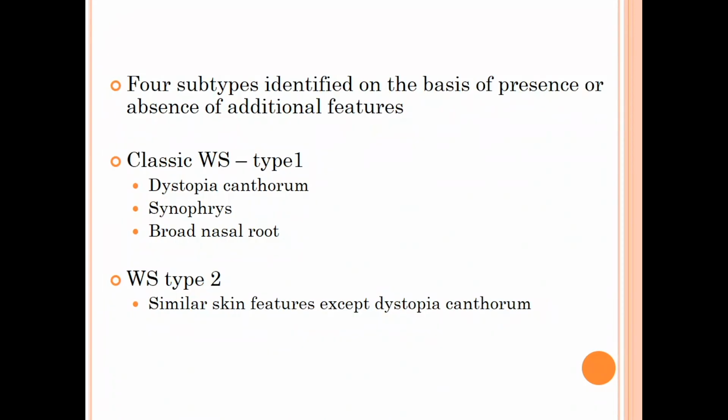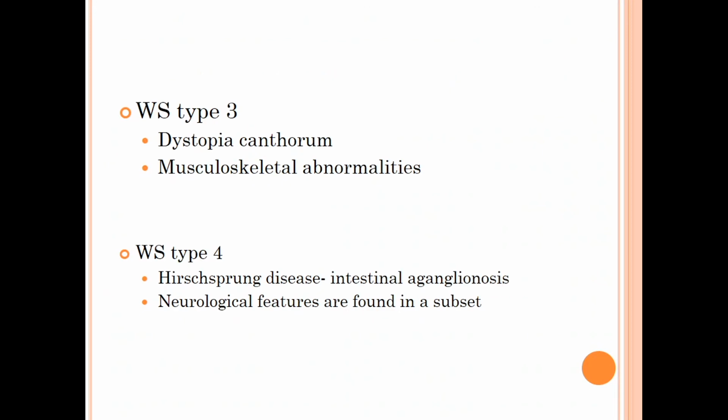Further, four types are identified on the basis of presence or absence of additional features. The classic Waardenburg, type 1, has dystopia canthorum, synophrys, and broad nasal root. Type 2 is similar to the first one, except for dystopia canthorum. Type 3 has dystopia canthorum, in addition to musculoskeletal abnormalities. Type 4 has other neurological involvement, including aganglionosis, giving rise to Hirschsprung's disease and other neurological manifestations.